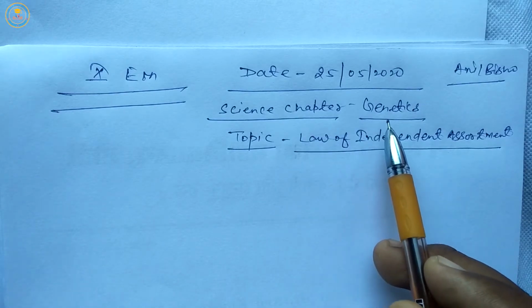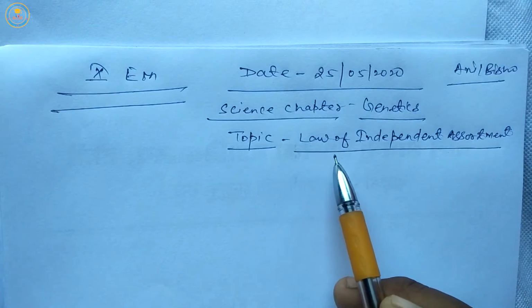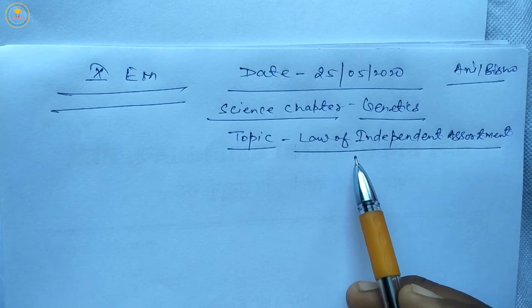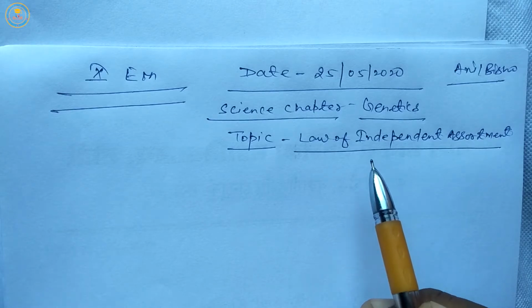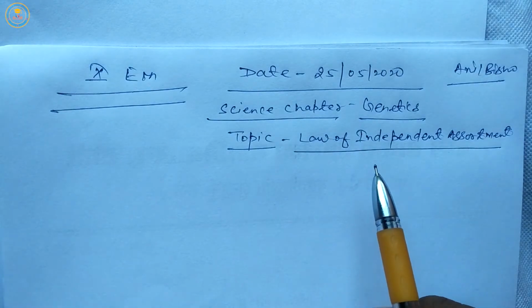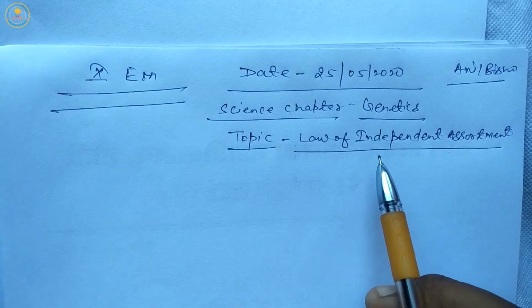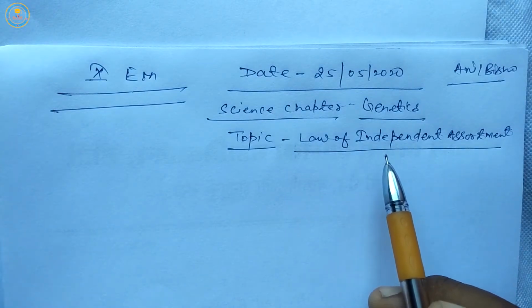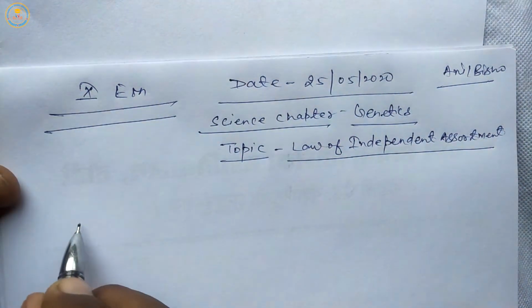Today we are starting the genetics chapter, but the topic is Mendel's third law. It means the law of independent assortment. Students, in previous online classes we studied Mendel's first law of dominance and second law of segregation, and today is the third law of inheritance, the law of independent assortment.